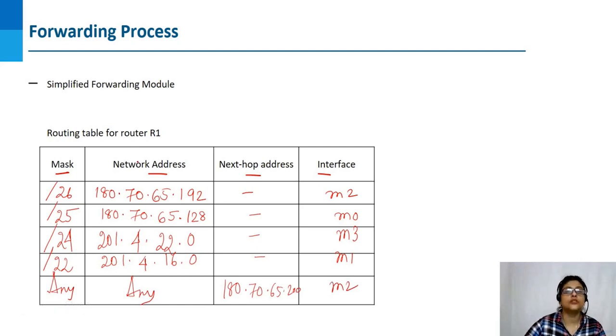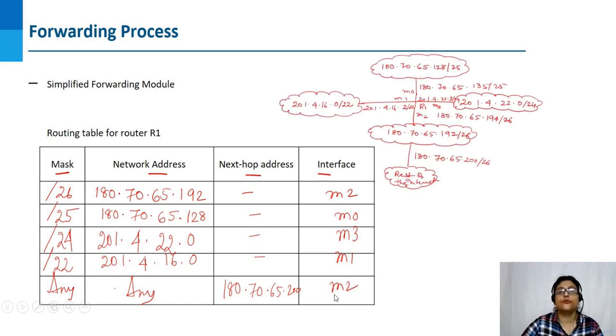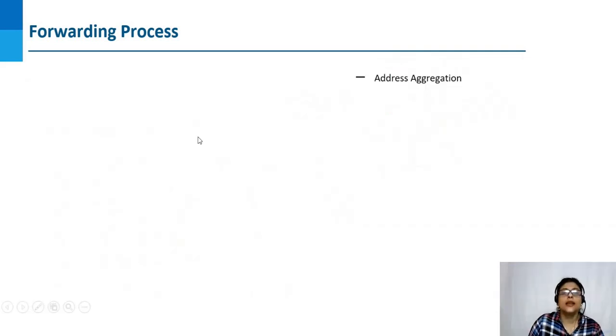And if the router wants to get connected to any other network, to the rest of the internet, the next hop address should be 180.70.65.200, and the interface should be M2 as per the previous figure. For your reference, I have redrawn the figure here, so you can make a comparison of the figure with the routing table. Next, we go to address aggregation.